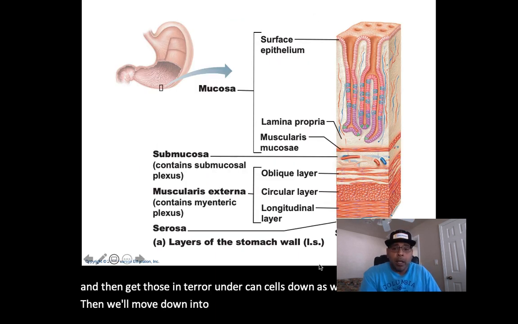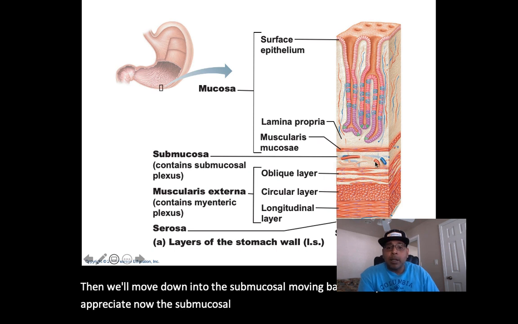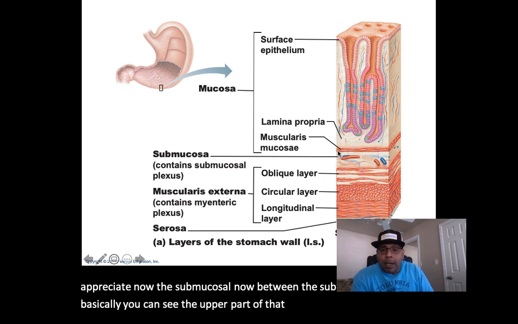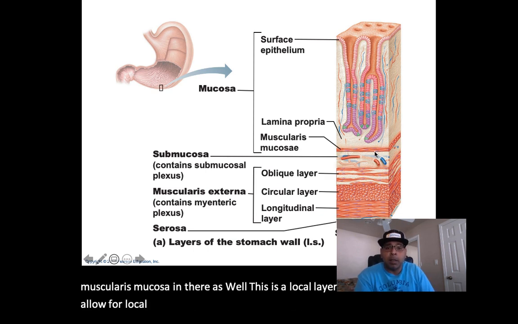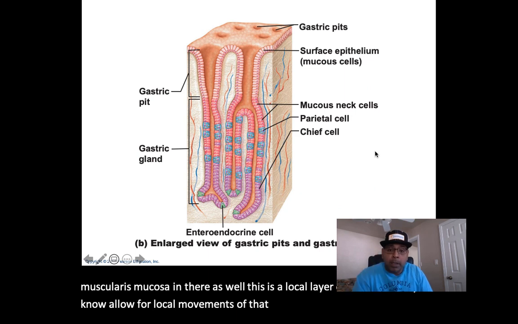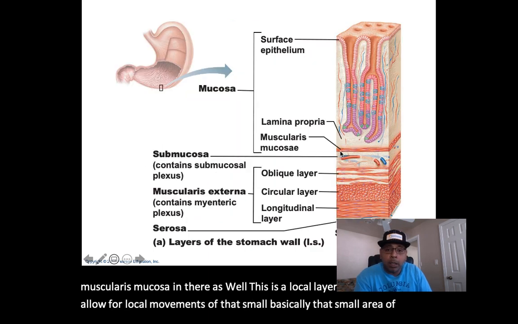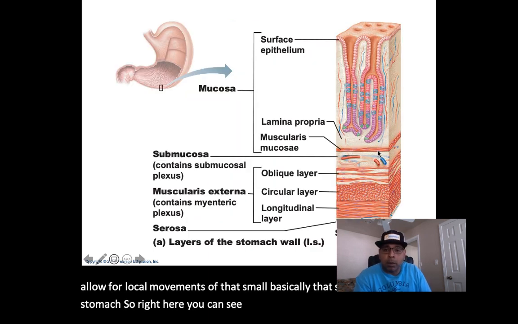So moving back, here you can appreciate now the submucosa. Between the submucosa and the upper part of the mucosa, you've got now this muscularis mucosae in there as well. This is a local layer of muscle there. And it'll allow for local movements of that small area of the stomach. So right in here you can see the muscularis mucosae.